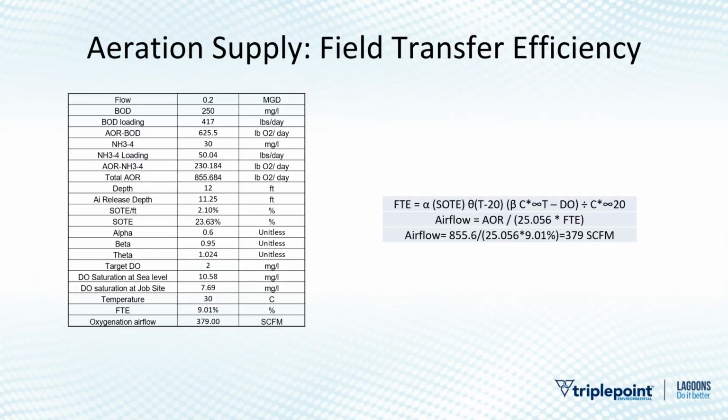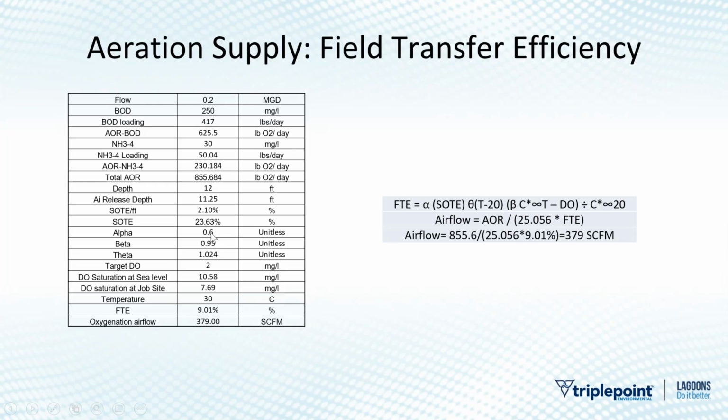Okay, so from an aeration supply standpoint, we're trying to get that field transfer efficiency. We know what our AOR is. We're trying to figure out how we're going to get that air in there. So in my example at 0.2 MGD, we had 250 BOD. How are we going to get it in? We have a net AOR, as I had mentioned, of 855 pounds of oxygen per day in a lagoon that's 12 feet deep. The air is released at 11.25. We have a standard oxygen transfer rate of 2.1. So across those 11 feet, we are transferring 23.5% of the oxygen that's in the bubble into the water.